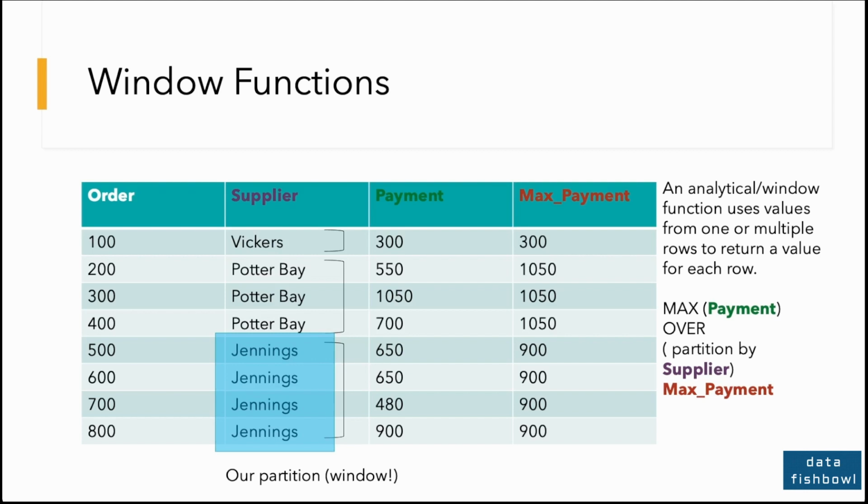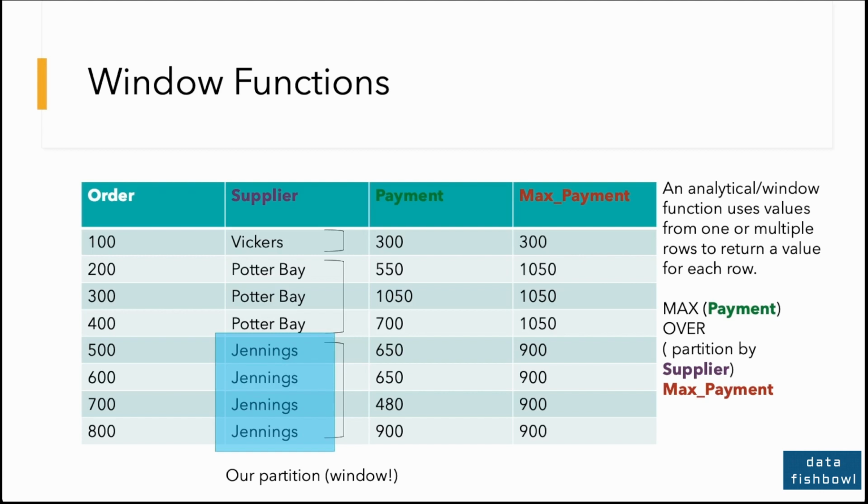So we define our partition. We're saying that that's the supplier. So for every single supplier, we're applying a function, which is max payment, over that partition. So think of it like this. We're looking at the maximum payment value over that entire partition of each supplier that we have in our data. And we're going to call it the max payment. And if you break it down like that, it's much easier to understand.